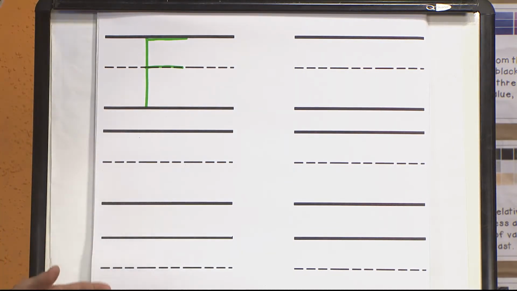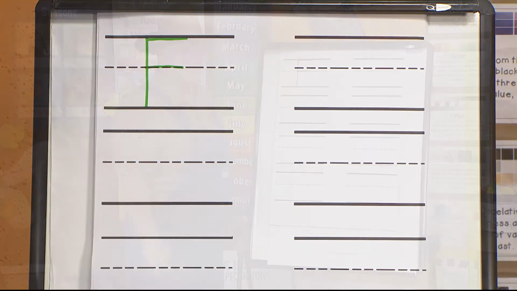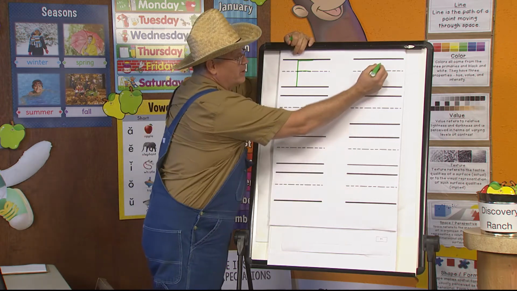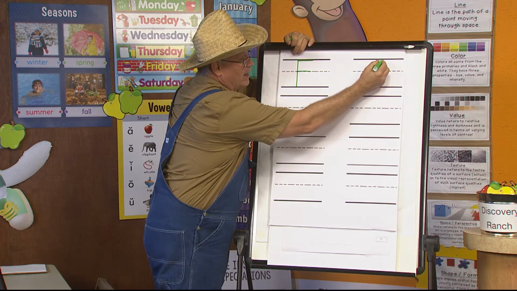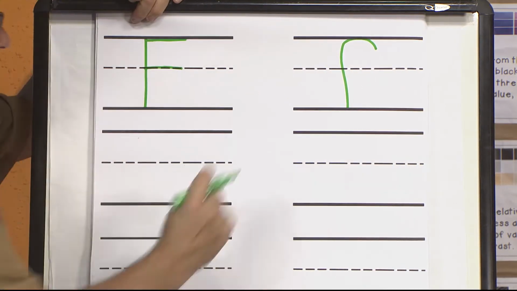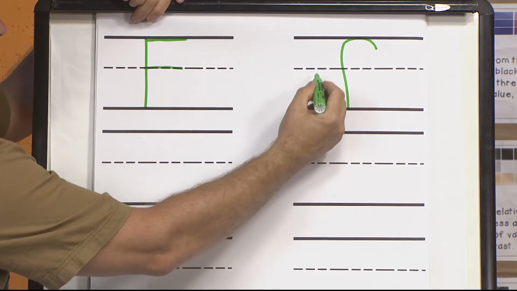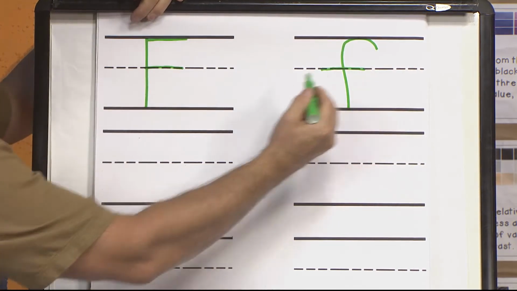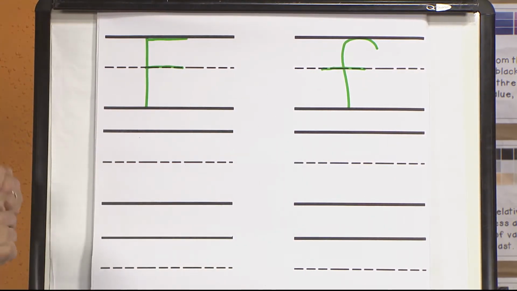Now, look for clues on which animal letter it might be. Here we go. I'm going to start up at the top. I'm going to go around backwards and then go straight down to the bottom, and then I'm going to stop. And then I go right in the middle and I draw a cross right across the dotted line. There it is. There's the lowercase f.